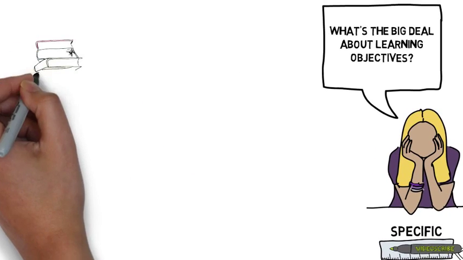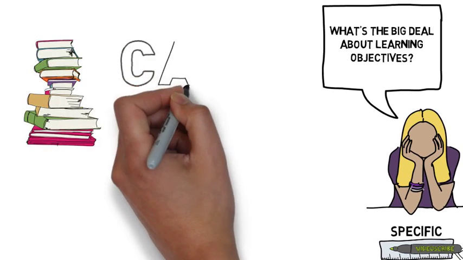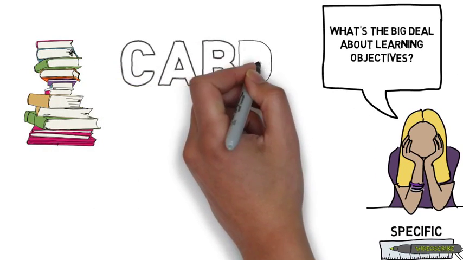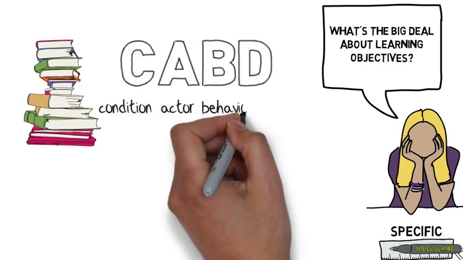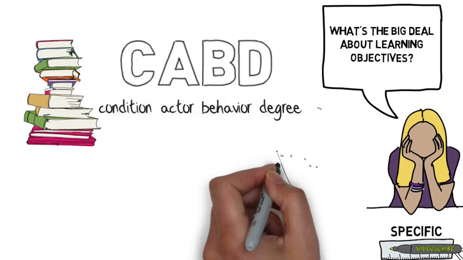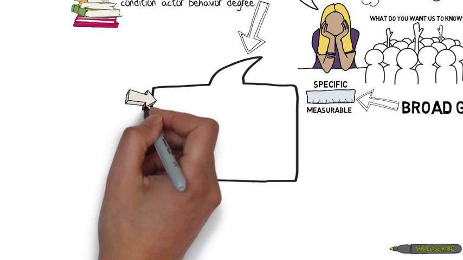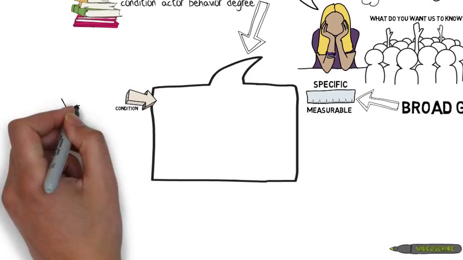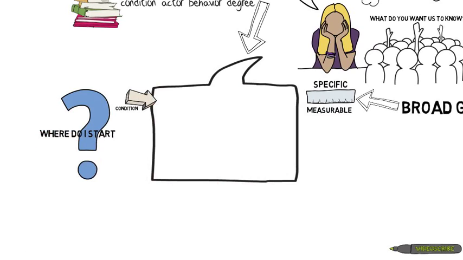Why don't we try building a learning objective right now? To do that, we'll use the CABD approach. In other words, we will build our objective with a condition, an actor, a behavior, and a degree. Let's start by creating a condition, which is also known as a stem. This represents the condition or conditions under which your students will perform or what they need to do first.